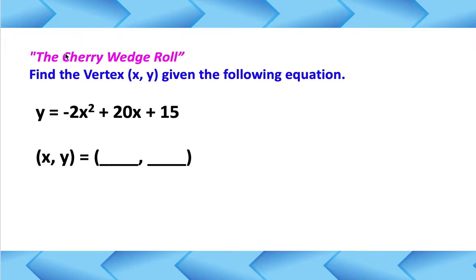Hello students, let's do the cherry wedge rule. Find the vertex x and y given the following equation. So we have y equals negative 2x squared plus 20x plus 15. A value, B value, C value.